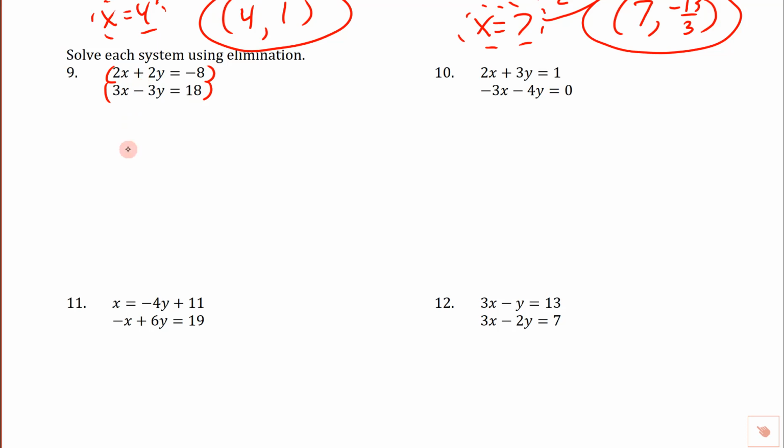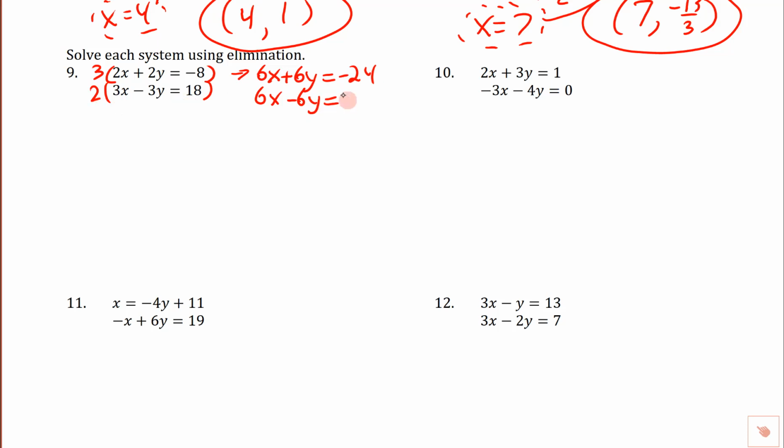We've already got the different sign taken care of. We need to turn both of those into 6's. So I'm going to multiply that one by 3 and this one by 2. Let's go ahead and distribute through here. This one's going to turn into 6x plus 6y equals negative 24, and this one's going to turn into 6x minus 6y.